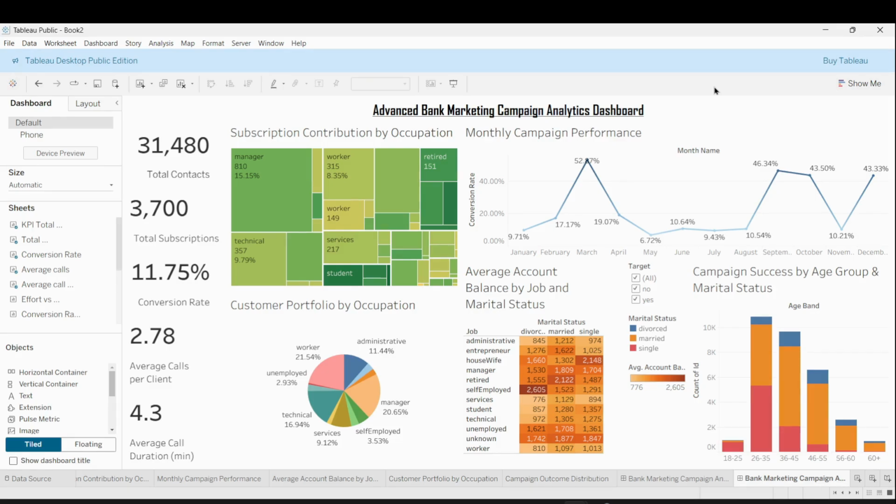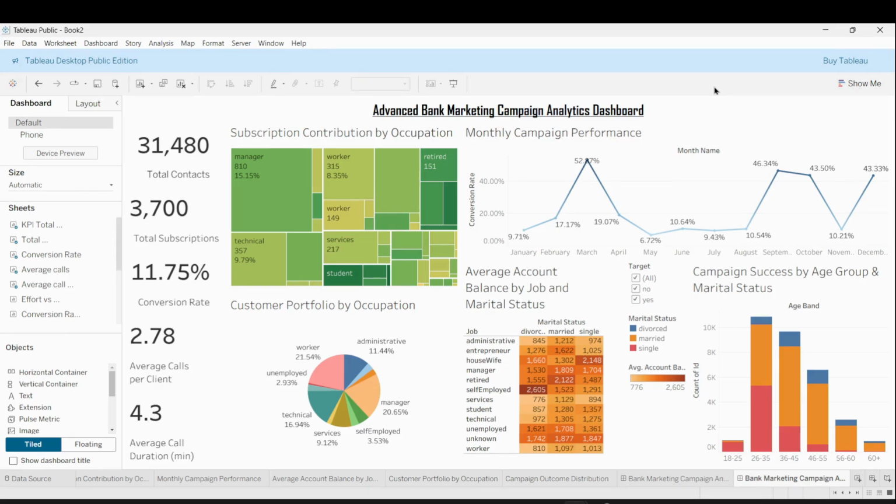So the recommendations and limitations for this dashboard are: the recommendations firstly are make fewer calls in May and more in good months, prefer customers with higher balances and fewer loans, call past customers first, and limit the number of calls to the same customer again and again.